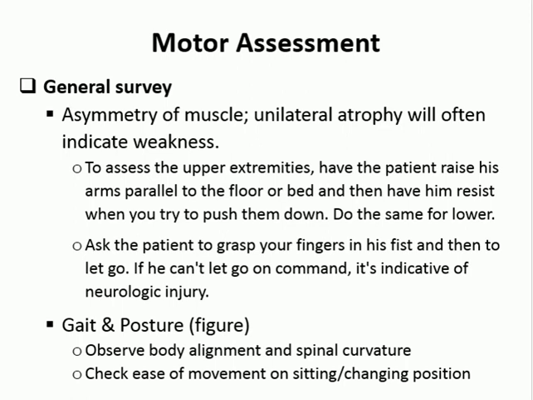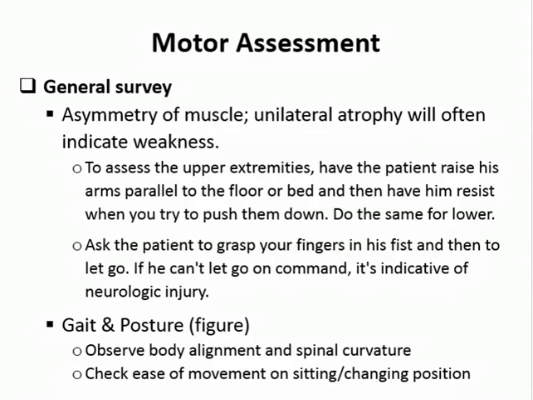To assess the motor part, in a general survey, asymmetry of the muscles and unilateral atrophy will often indicate weakness. To assess the upper extremities, have the patient raise his arms parallel to the floor or bed and then have him resist when you try to push them down. Do the same for the lower limb. Ask the patient to grasp your finger in his fist and then to let go. If he can't let go on command, it is indicative of neurological injury.